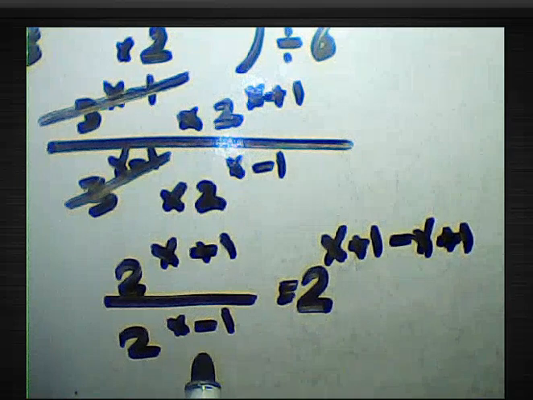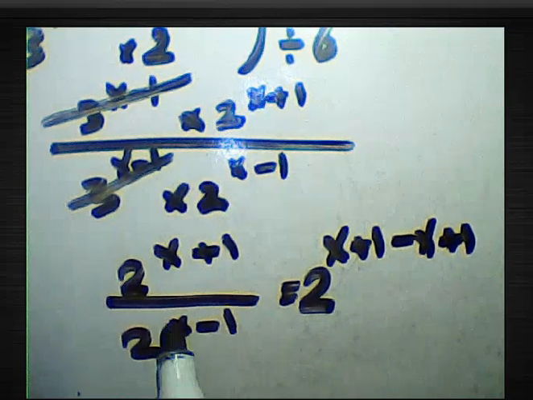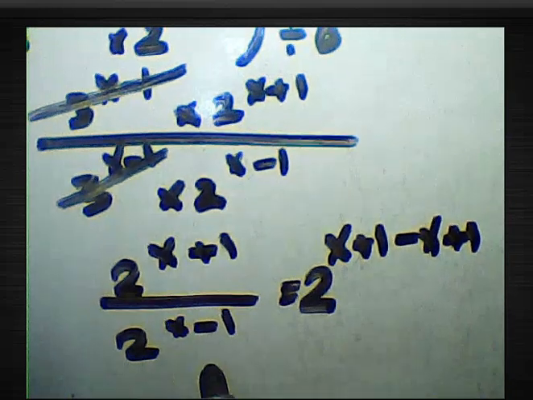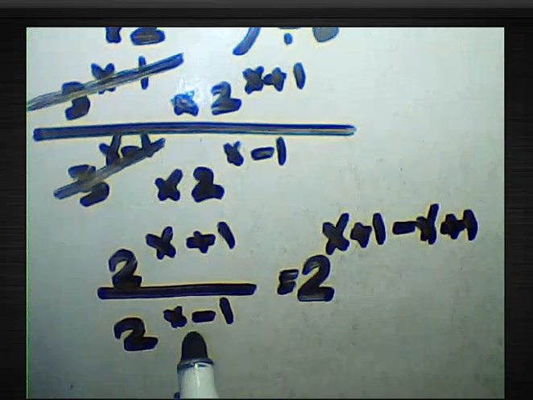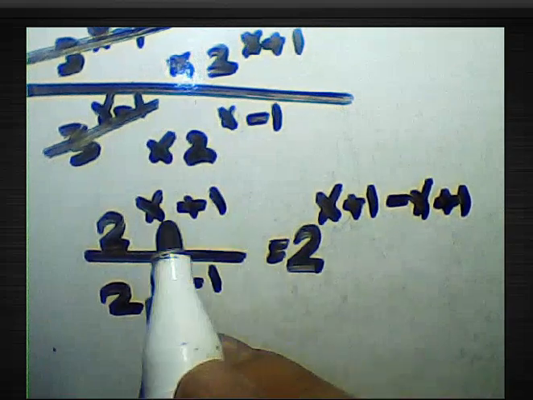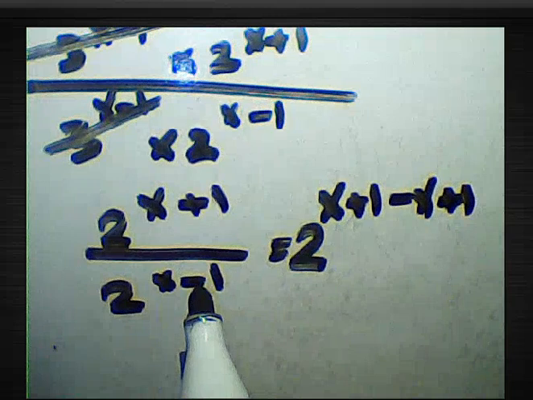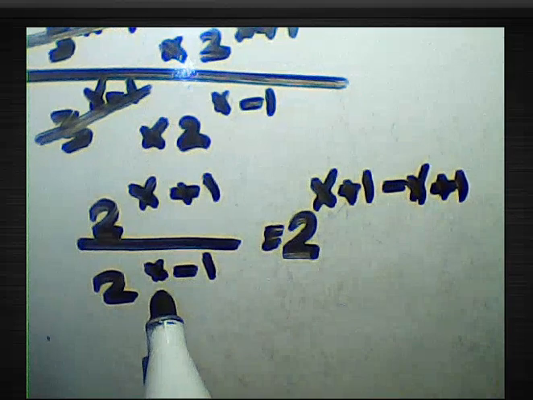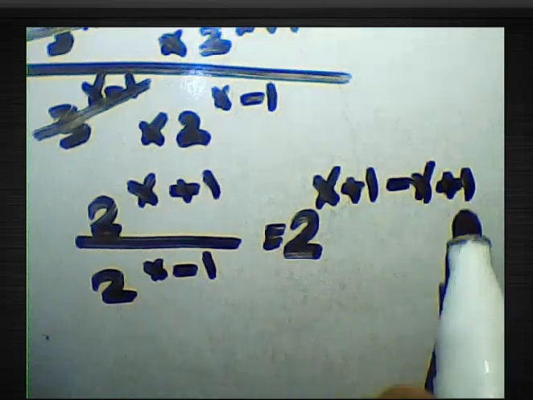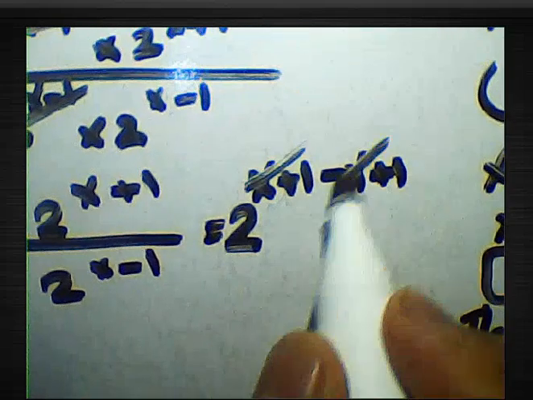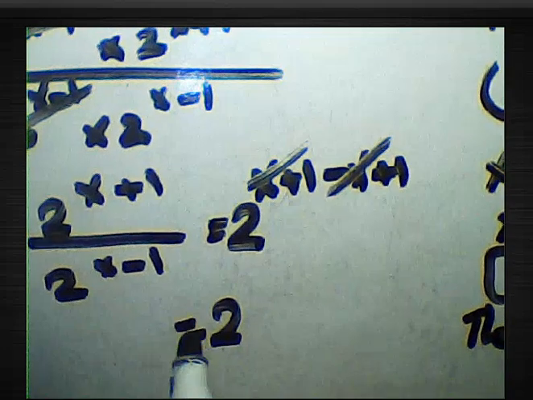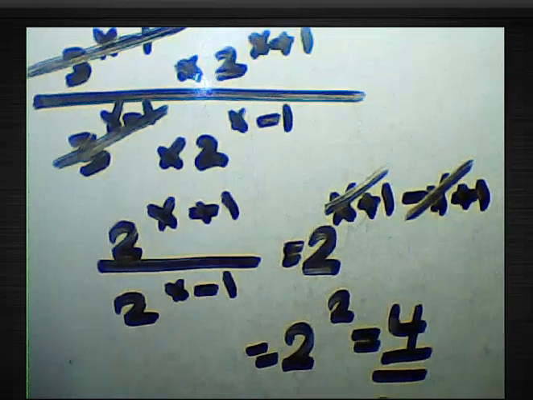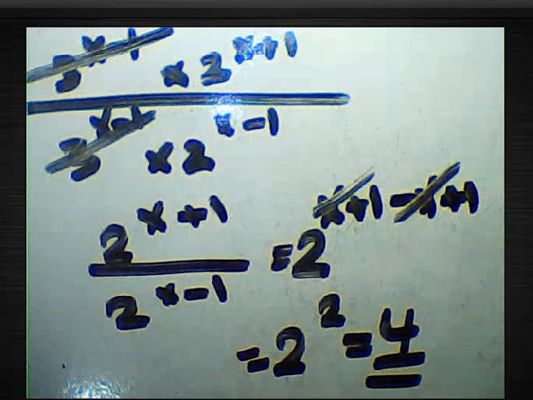You can change the power from the denominator to the numerator because you find the result of division. To find the result of division, you must change the power to the numerator. 2 power x plus 1 subtract x minus 1, it will be positive. This term here will be changed to negative x plus 1, and then x minus x equals 0, and the result will be 2 power 1 plus 1, equal 2 power 2, equal 4. The result will be 4 for this expression.